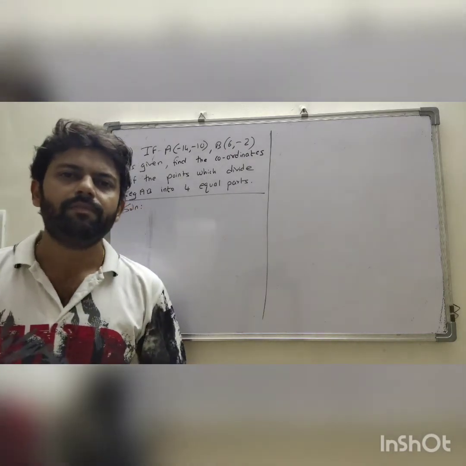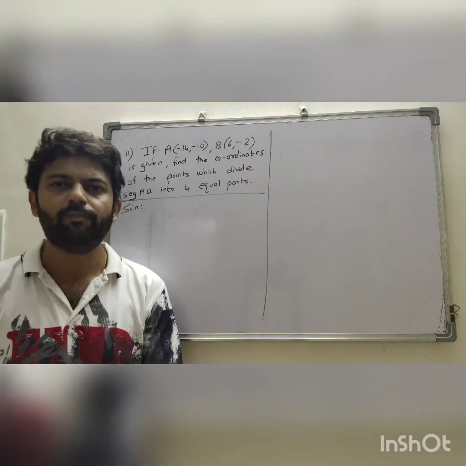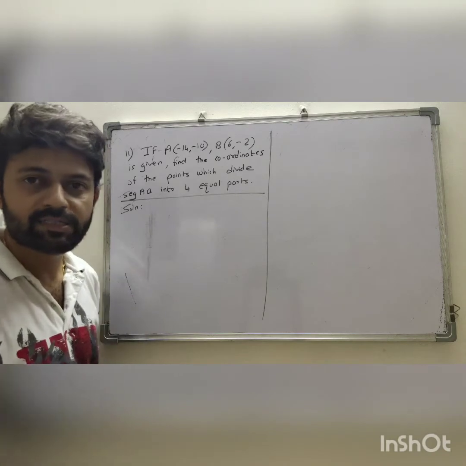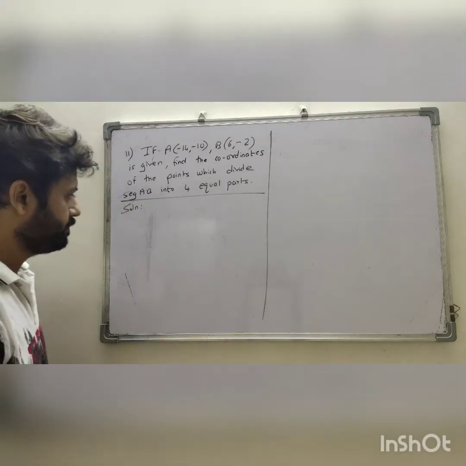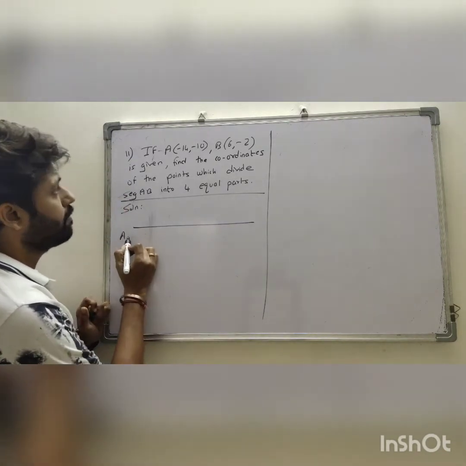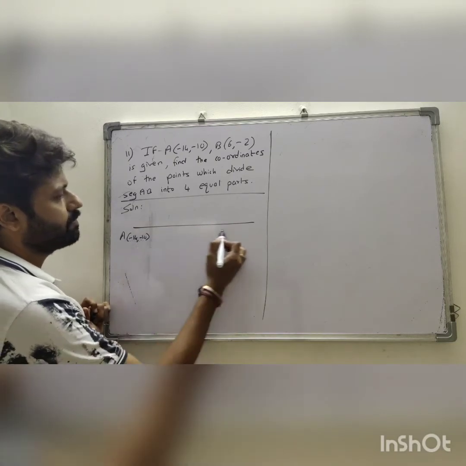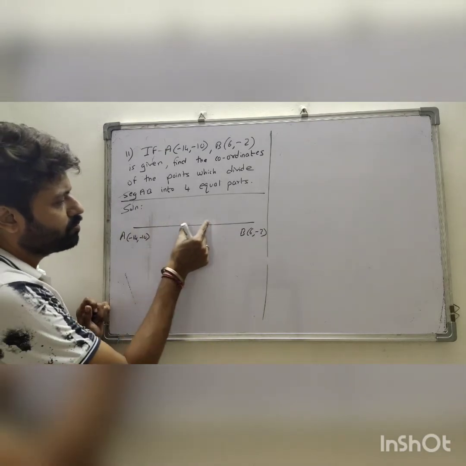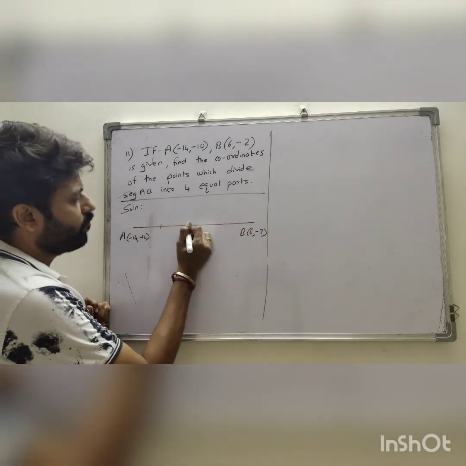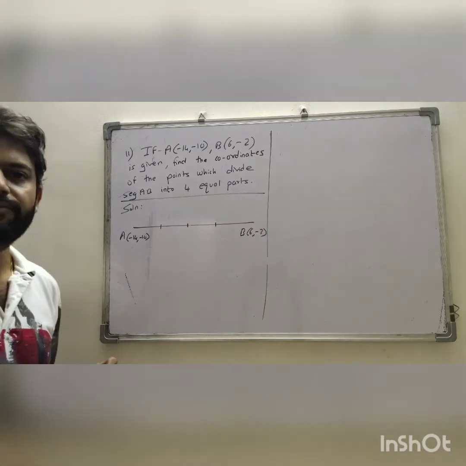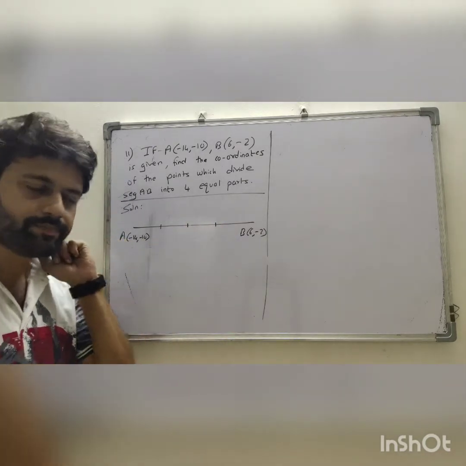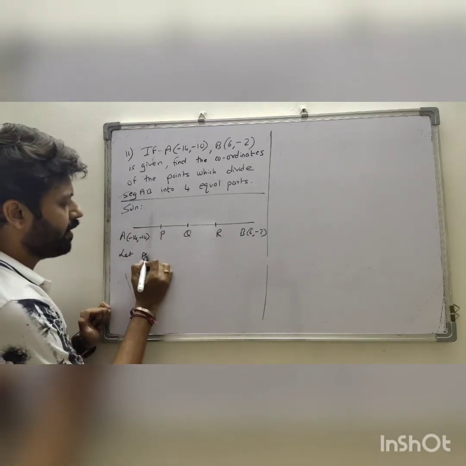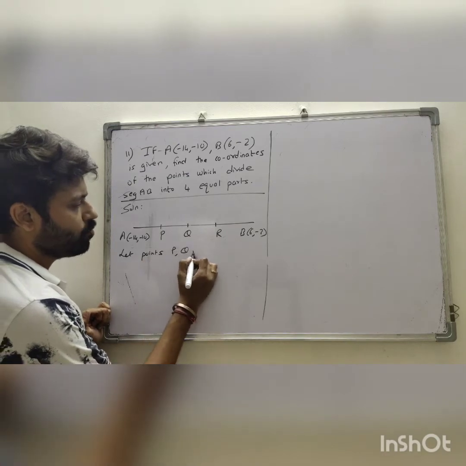In the 11th sum, we have to find the coordinates of the points which divide segment AB into 4 equal parts. So firstly, I would like to show you the diagram. A(-14, -10), B(6, -2). 4 equal parts 1, 2, 3, 4. For 4 equal parts, you will have 3 points P, Q, R.